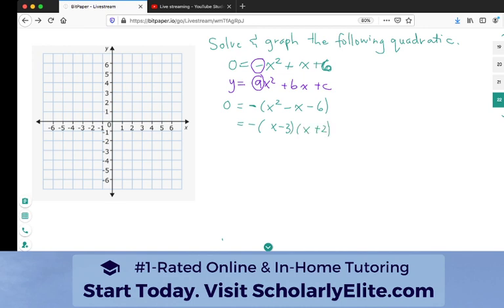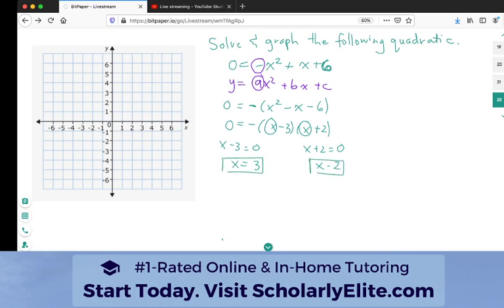Okay, so just like earlier, we're going to solve for our individual x values by making each factor equal to 0. So in this case, we've got x minus 3 equals 0 and x plus 2 equals 0. And we're going to solve here, and we're going to have positive 3. Here we're going to have negative 2.